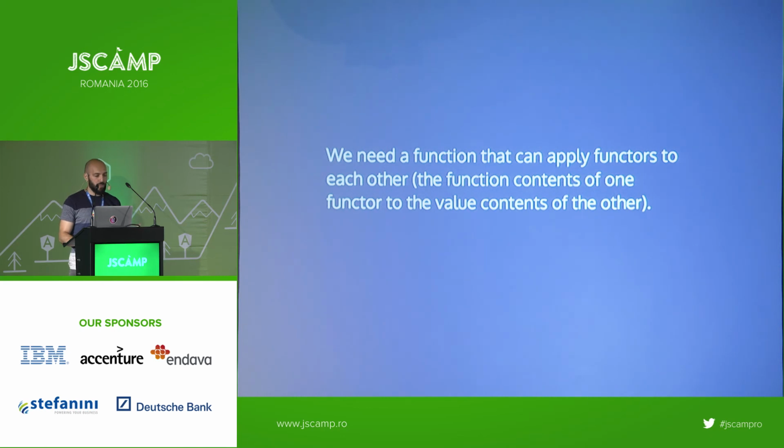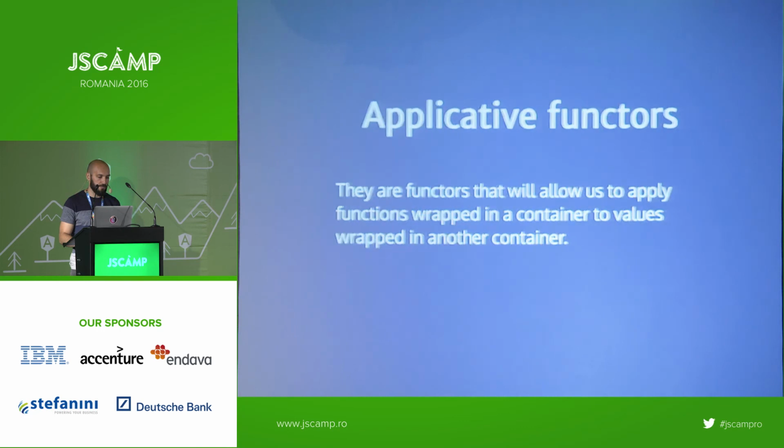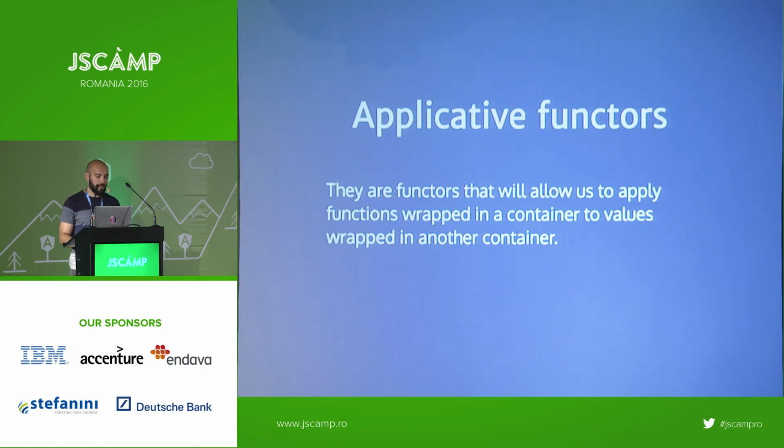What this means is that if we have a functor that has a function as its value, we would like to apply it to another functor that contains a value, and we will return the computation result. This is what applicative functors are. They're simply functors that allow us to apply functions wrapped in containers to values wrapped in containers, right?